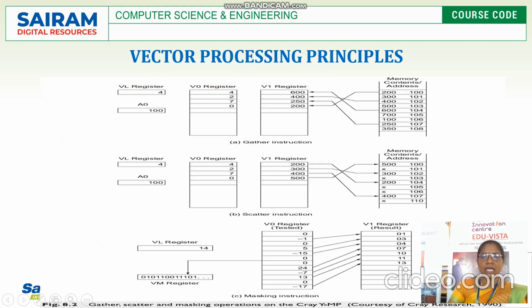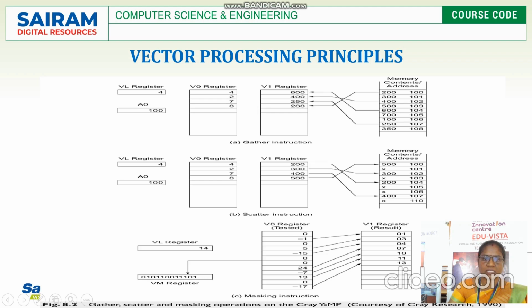Let us see an example of each instruction. The first instruction is the gather instruction. Here there is a V0 register and a V1 register. V0 register has some values, and V1 register has some values, but the V1 register is mapped with the memory. So the value 600 is mapped with address 104 and 400 is mapped with address 102. Likewise, these data elements are mapped. So here in gather, what happens?